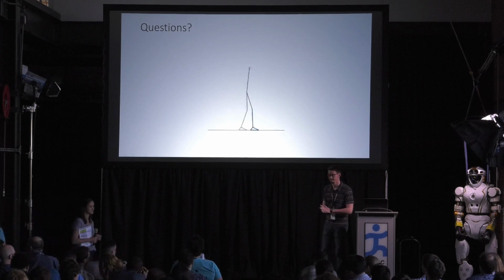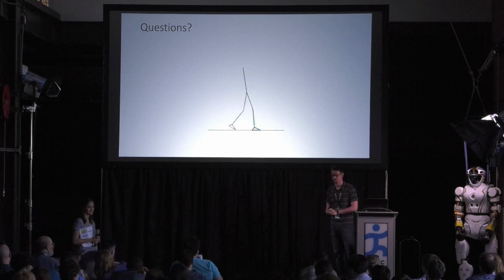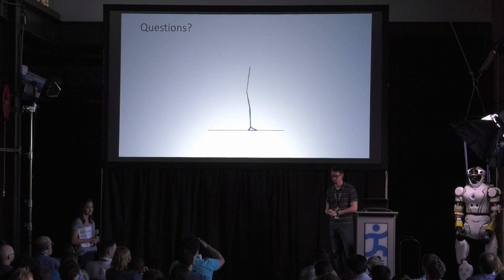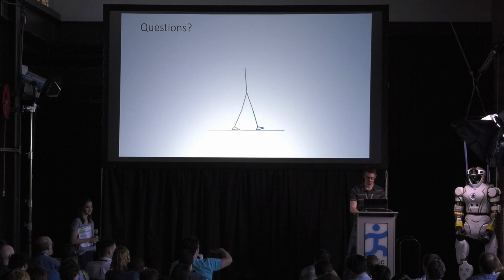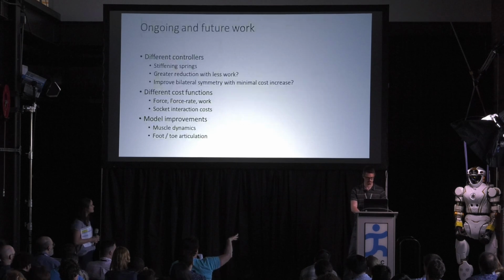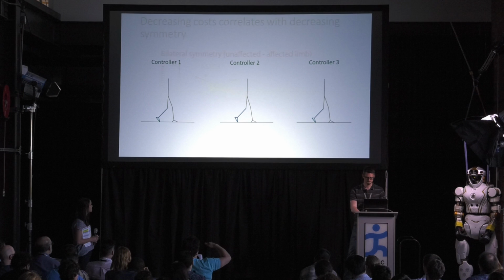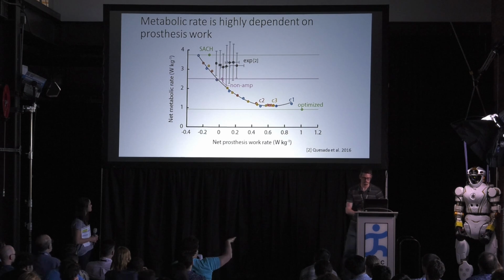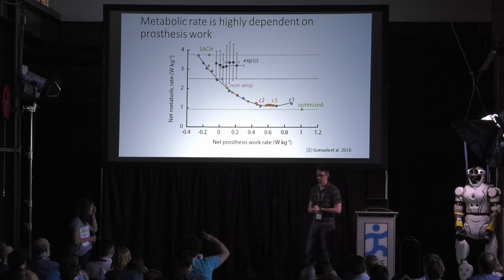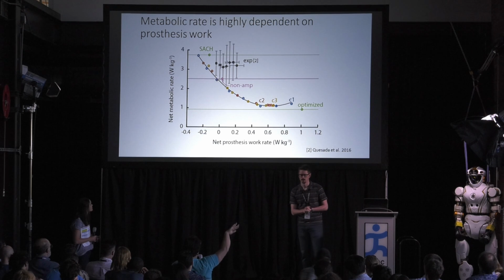Not yet. You showed some Pareto fronts where you're adding more and more, I guess, mechanical work from the prosthesis, and you go down to a minimum, and then it starts coming back up again. So can you talk about what happens if you keep adding more and more energy, if you keep climbing that curve, and why does it go up?